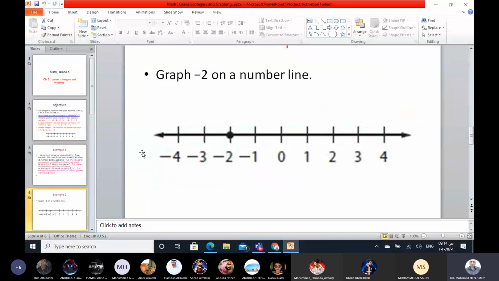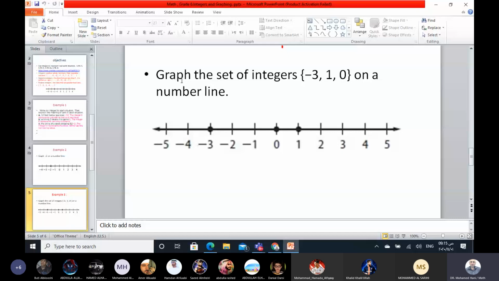The second example here, graph -2 on a number line. The first step, draw the number line, put the 0 in the middle. The right side means positive, the left side means negative. So when you see a minus before any number, it means we have a negative. So go to the left side, to the negative side. This is -1, this is -2, so put a point here. This is -2.